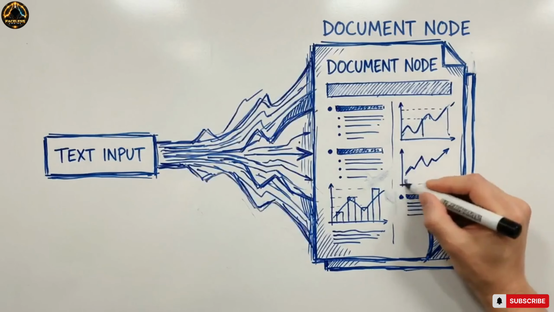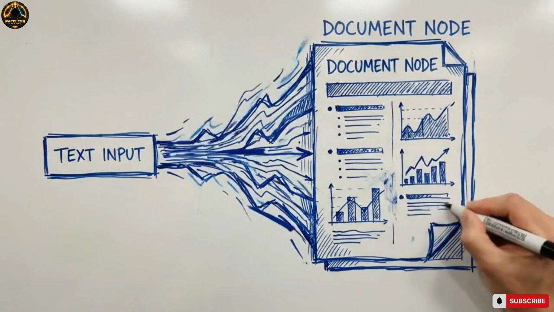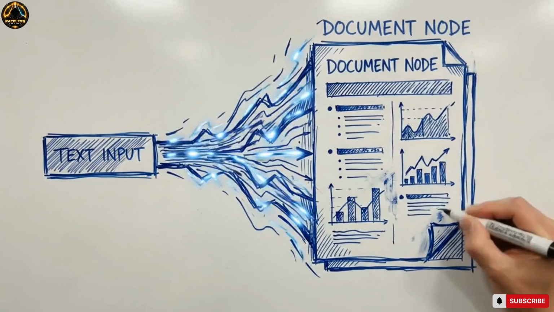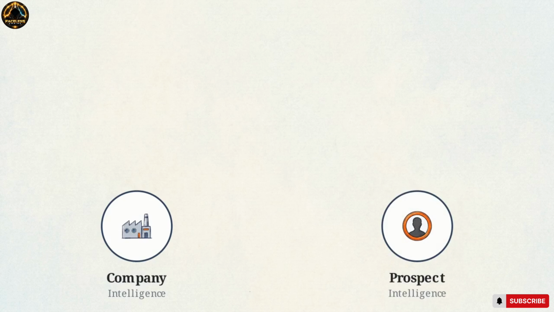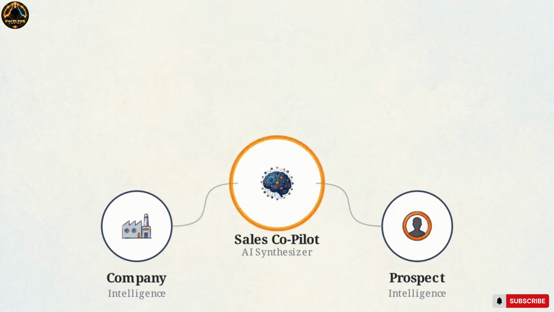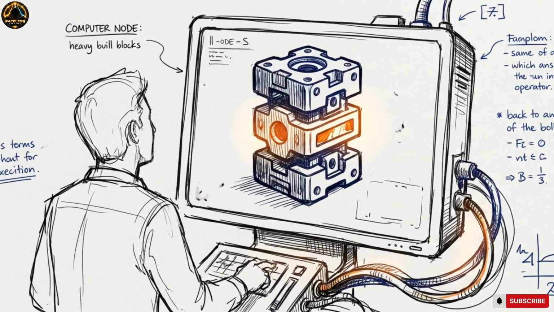Look at this. In a fraction of a second, an AI takes a single text prompt and generates a complete, highly customized sales strategy. It knows the target company's pain points, it understands the prospect's background, and it maps out the exact talking points a sales rep needs to close the deal. You can build this exact AI sales copilot yourself from scratch without writing a single line of code.